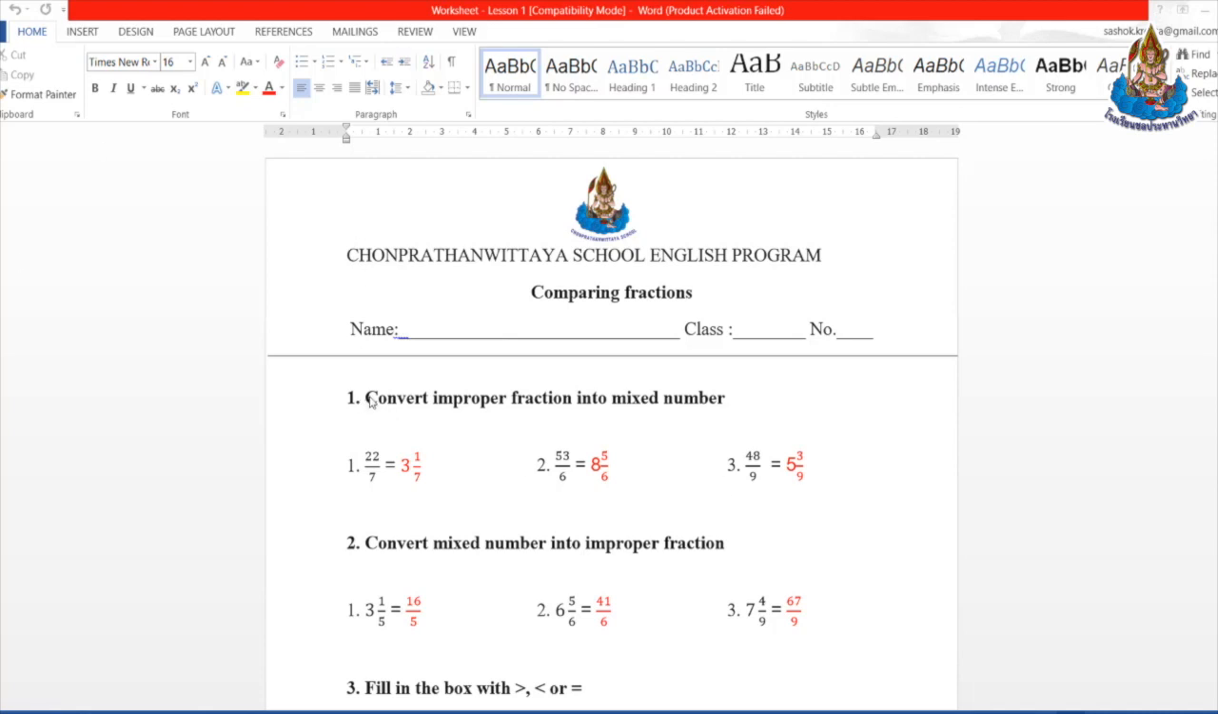In the first task, you need to convert improper fraction into mixed number. So as we learned in our previous lesson, to convert improper fraction into mixed number, we need to divide numerator by denominator. So 22 we divide by 7, and quotient we write as a whole number, and remainder as numerator, and denominator stays the same.